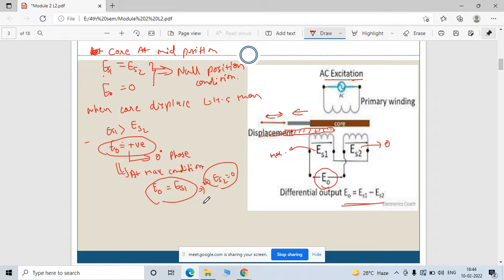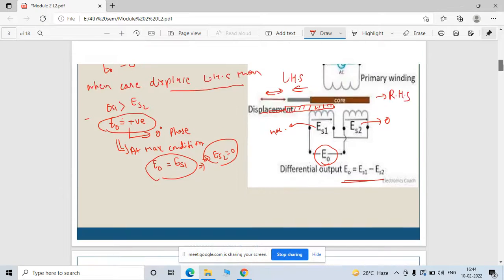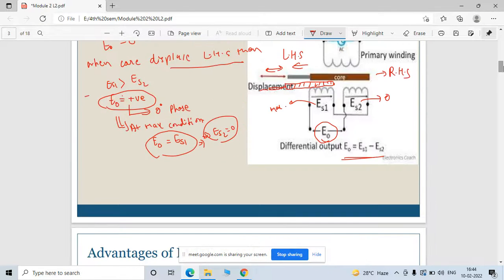The same way, this is the displacement to the left hand side. So this is your left hand side and this is your right hand side. The same condition is happening when you consider the displacement on the right hand side. So I hope this is clear to you.